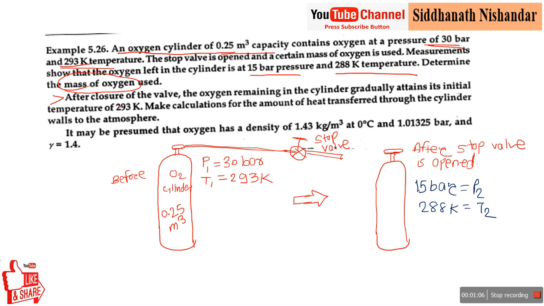After closure of the valve, the oxygen remaining in the cylinder gradually attains its initial temperature of 293 Kelvin. Make calculations for the amount of heat transferred through the cylinder walls to the atmosphere. It may be pre-assumed that oxygen has a density at 0 degree Celsius and 1.01325 bar.